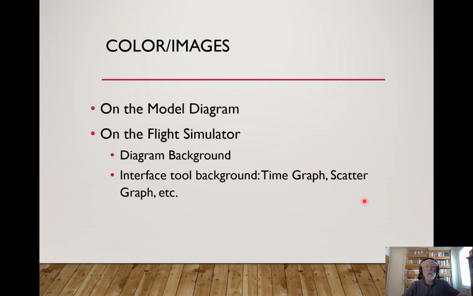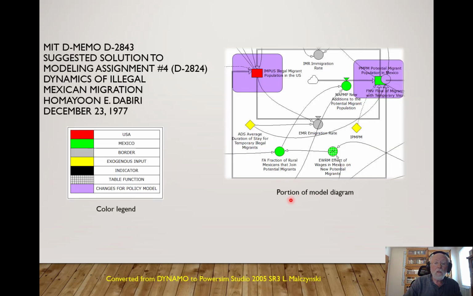Okay, let's talk about color and imagery. We can put color obviously on the model diagram itself and on the flight simulator. On the flight simulator, we can change backgrounds. We can change the interface of, I think, every single interface object. Here are some examples.